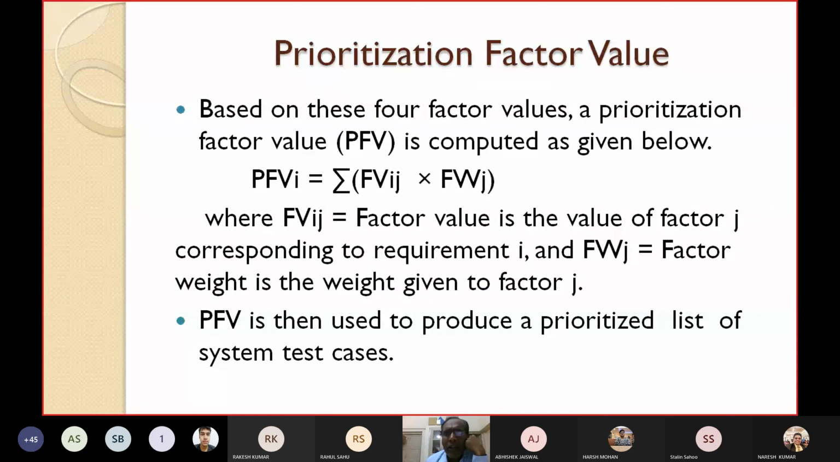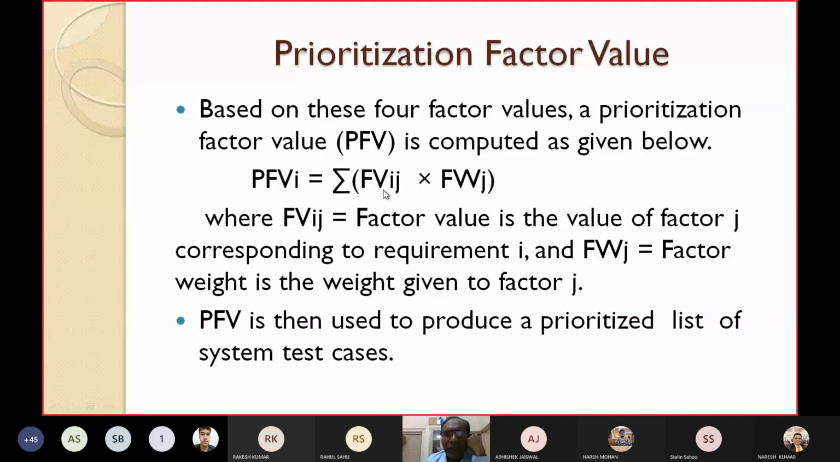So now we have seen the 4 factor values. Based on these 4 factor values, a prioritization factor value is computed as given below. The equation is PFB_i equal to summation of FB_ij into FW_j. FB_ij means factor value. FB means the factor value of what? Of factor j. So for factor j, what is the factor value corresponding to requirement i? So i is the requirement and FB_ij is the factor value. It is the value of factor j corresponding to requirement i.